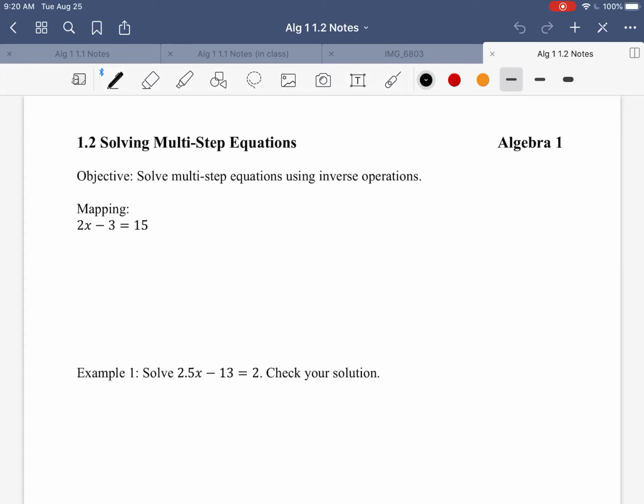Hello, welcome to section 1.2, solving multi-step equations. Our objective for this lesson is to be able to solve multi-step equations using our inverse operations.